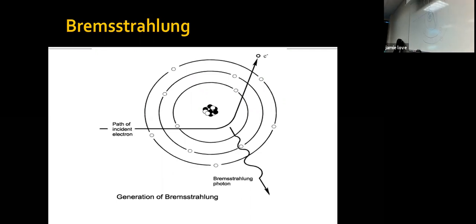So Brems does not touch any electrons, doesn't knock anything out. It's losing its own energy. That electron's energy is lost when it slows down in the form of an X-ray photon.